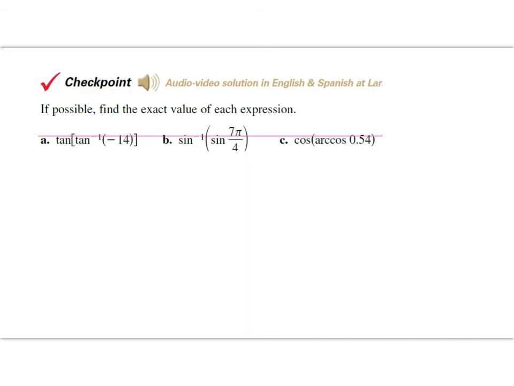All right, cruise on over here, give it a go. Make sure you think about the domains of your functions. Okay, go ahead and pause. Make sure you're in the correct domain and range. Okay, and here's the answers. The only one that was a little tricky was B. You had to think about where 7π/4 is, and 7π/4 is here. And remember, we're restricted to here, so that means it would be -π/4.